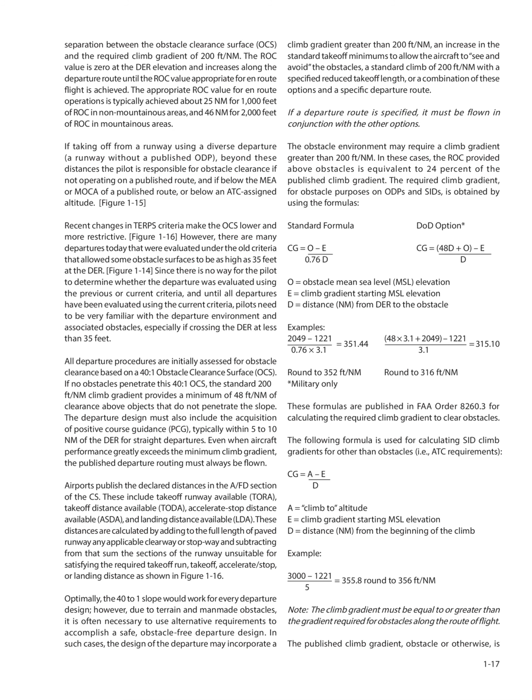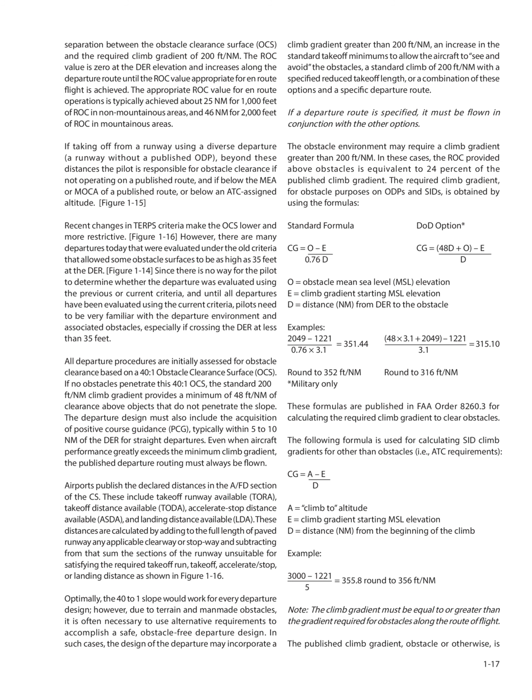These distances are calculated by adding to the full length of paved runway any applicable clearway or stopway, and subtracting from that sum the sections of the runway unsuitable for satisfying the required takeoff run, takeoff, accelerate/stop, or landing distance, as shown in Figure 116.